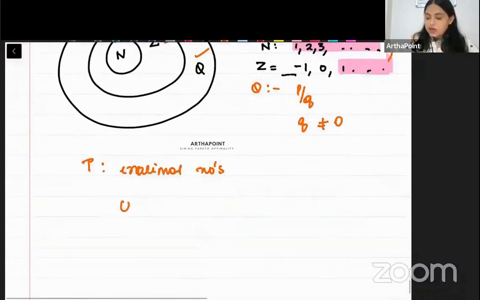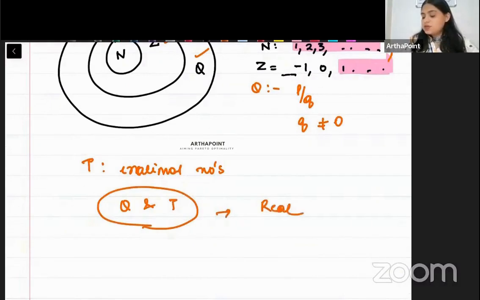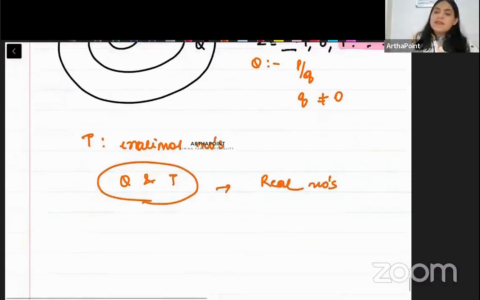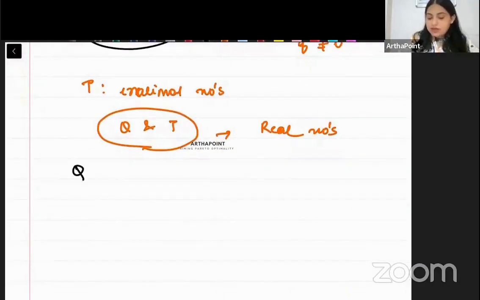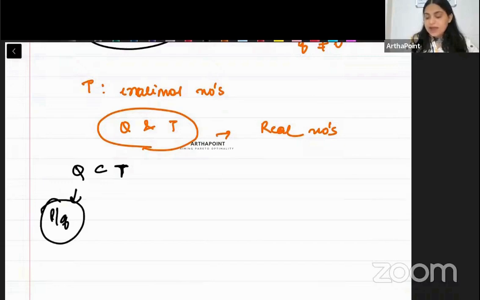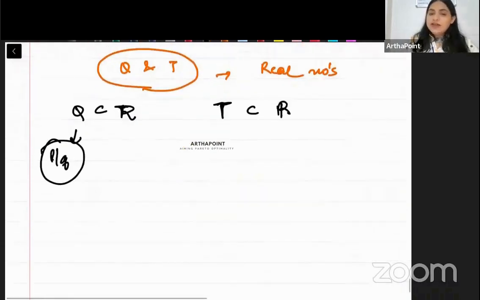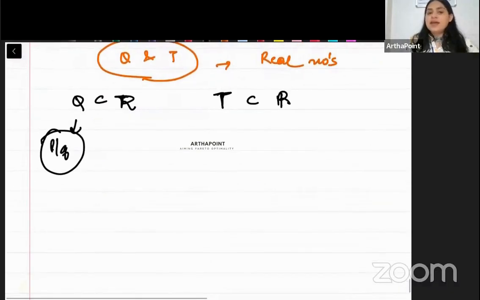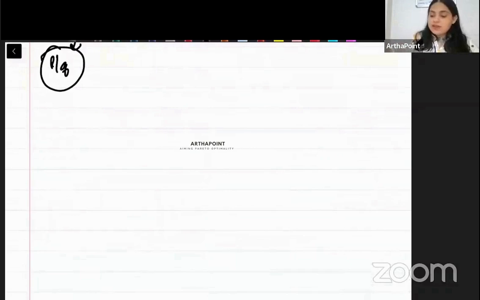Beta, rational and irrational together form real numbers. So we can say that rational number is a subset of real number. Rational numbers, all the numbers that we can write in p by q form, are a subset of real number. And irrational number is also a subset of real number. And finally, we can write the obvious relationships as follows.